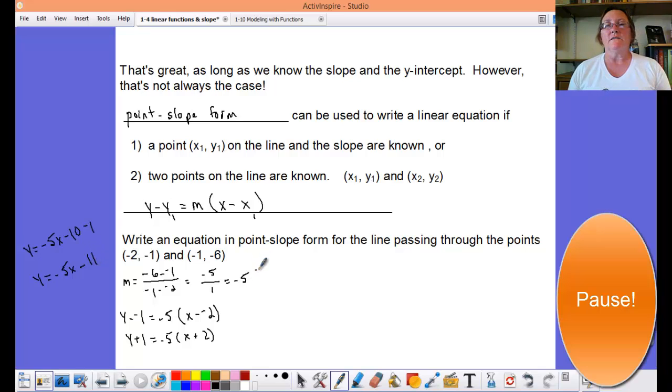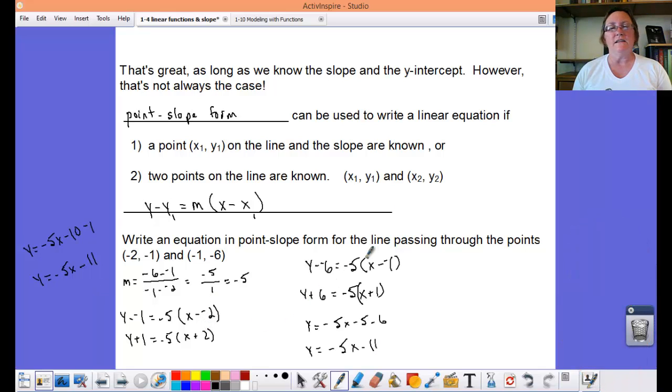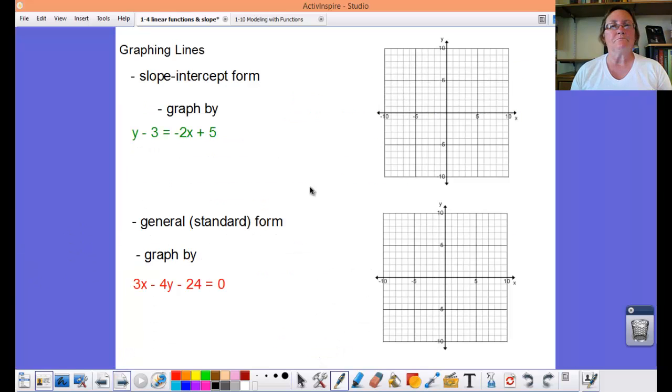Ladies and gentlemen, I'm going to ask you to pause the video right here. I would like you to do the same work using the second point. Okay, and we should come up with the same linear equation when we simplify. So will you pause that video? Here's my work, and you can see that yes, using either point, you simplify to the same linear equation. You have to, folks. Although both of these were in point-slope form, they look different, they're still referencing the same line.